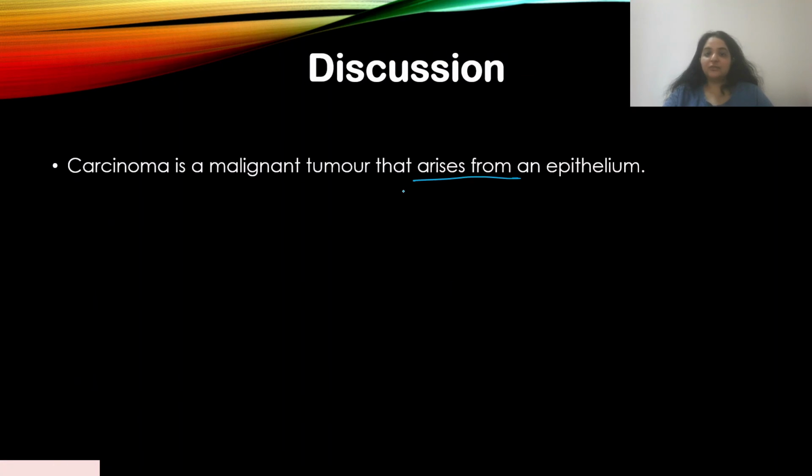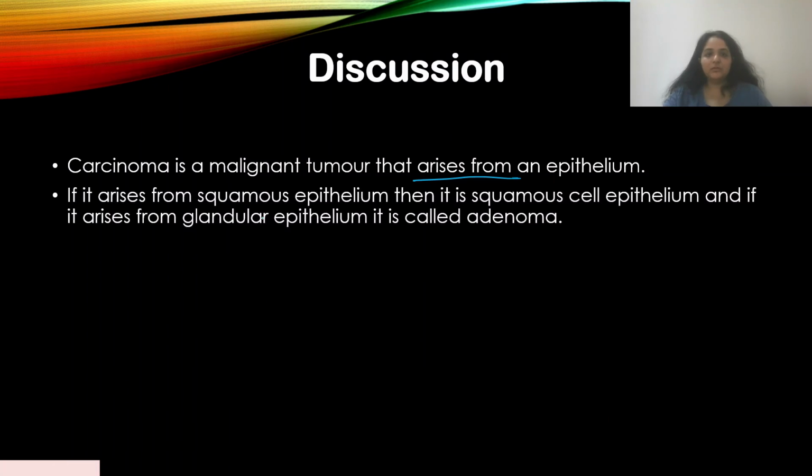Okay, it arises from an epithelium. Like I said, it's a malignant tumor and it arises from an epithelium. So, if the carcinoma is related to the epithelium, if it arises from squamous epithelium, that is squamous cell epithelium, this would be carcinoma.